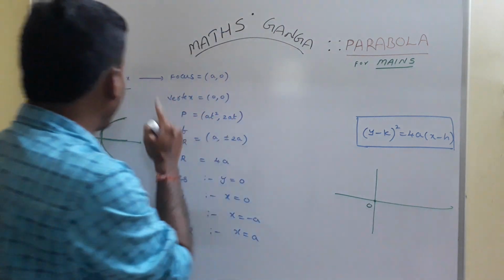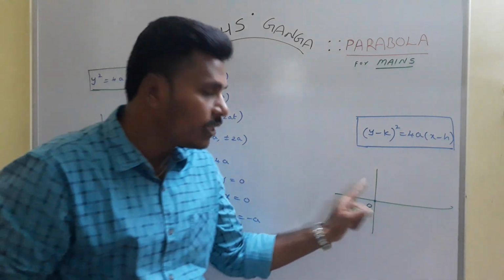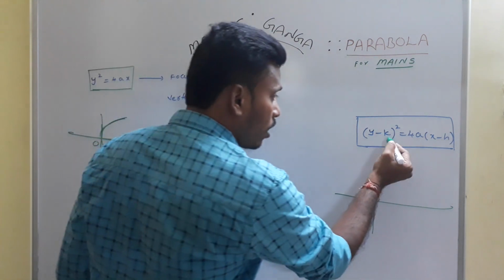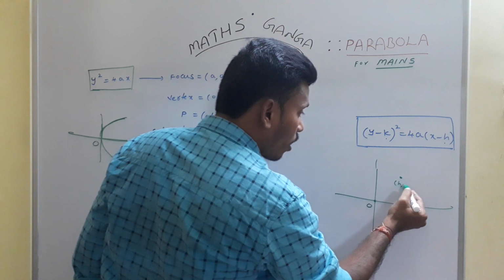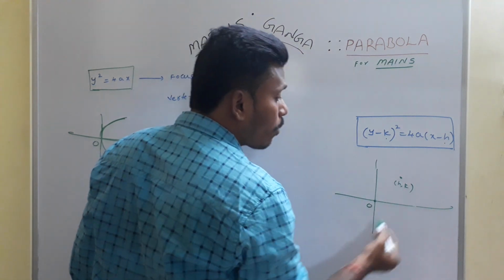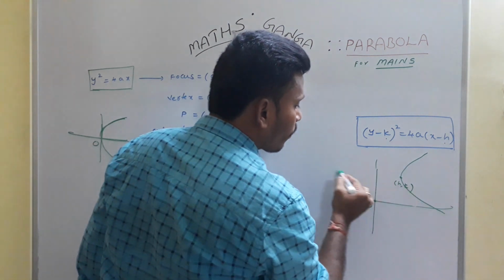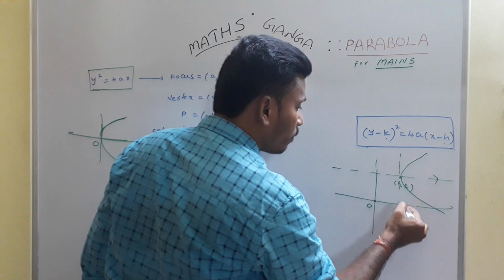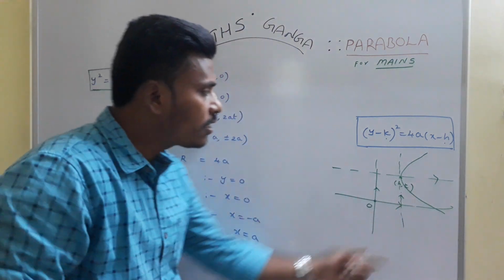For y square is equals to 4ax, the vertex is at origin, so the parabola is at the origin. But for y minus k whole square is equals to 4a times of x minus h, the vertex is at h comma k. Somewhere if you have h comma k point here, then the vertex of the parabola is at this point. The axis of the parabola is parallel to the x-axis. The tangent at the vertex is parallel to the y-axis, and this is the parabola.